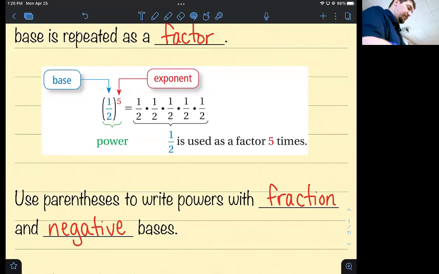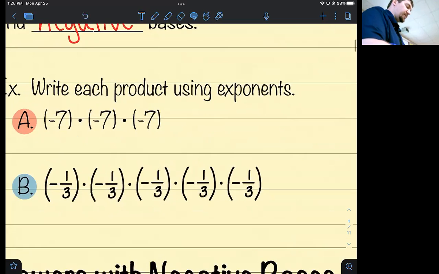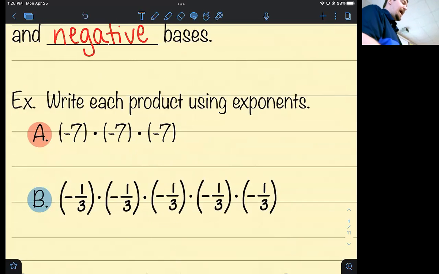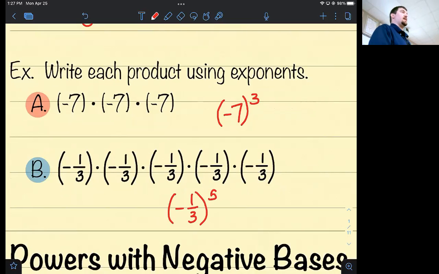Also, if you have a negative fraction, or negative base, I should say, it has to go in parentheses as well, and we'll talk about why in just a second. So let's look at these first 2 examples. How would I write -7 times -7 times -7? Sky? -7 cubed. Parentheses or no parentheses? Parentheses. Just like that. And -1/3 times -1/3 times -1/3 times -1/3 times -1/3. Jimmy? Good job. Okay, so that was a summary of what you guys already did in section 10.1 that I assigned like 2 weeks ago.